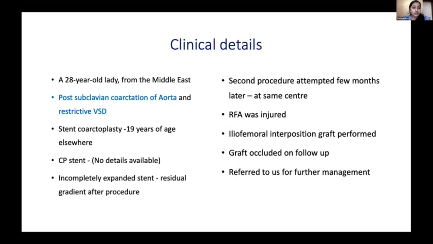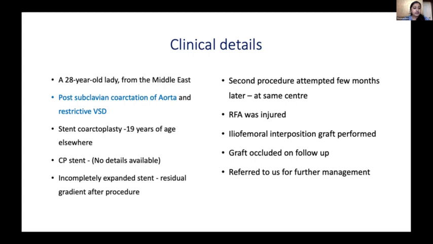She was diagnosed with post-subclavian coarctation of aorta and a restrictive VSD. Her first procedure was a stent coarctoplasty done when she was 19 years of age at a center in her own country. A CP stent was used. However, we have no further details of the procedure available to us.